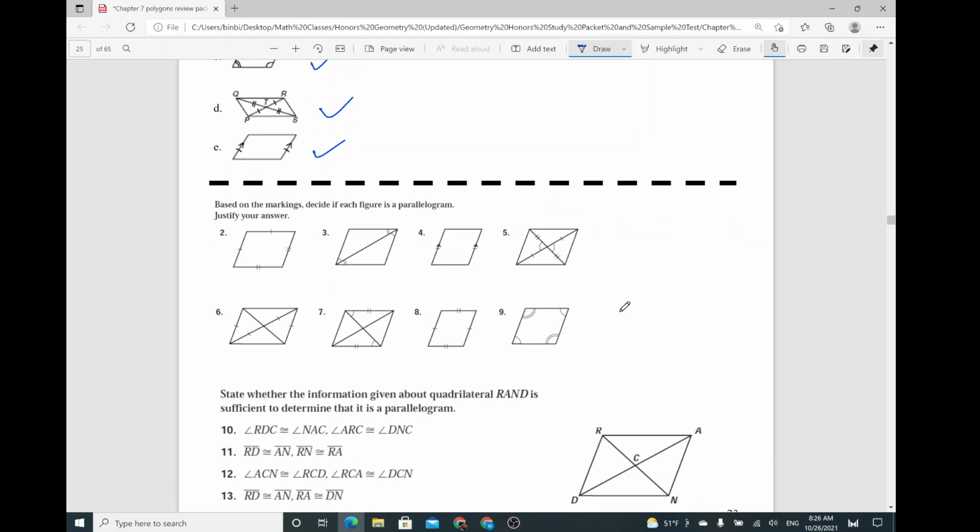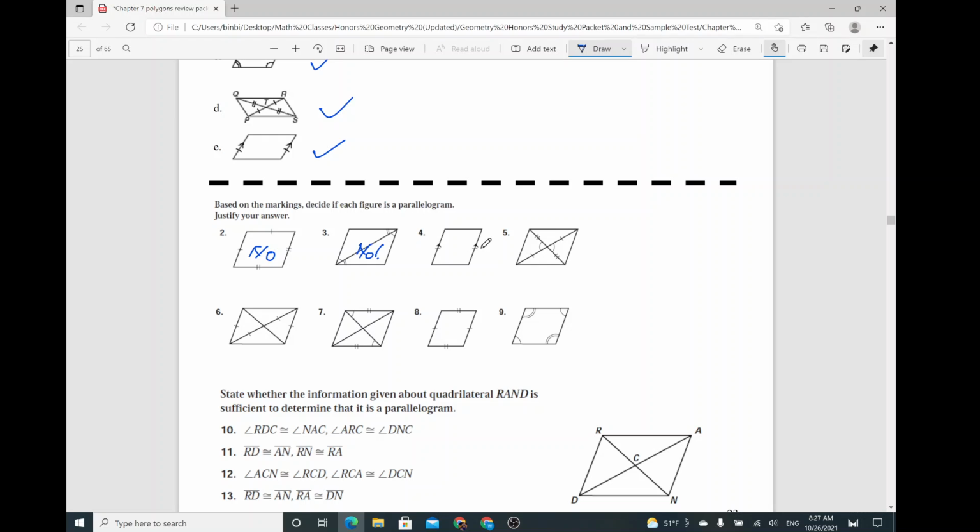Now let's get a little bit more in depth. Based on the markings, decide if each figure is a parallelogram and justify the answer. Again, in this one the opposite sides are not congruent, so no, it's not a parallelogram. This one shows a pair of interior angles. These alternate interior angles are congruent, but we're not sure about the other opposite angles here. So this one, no, not enough information.